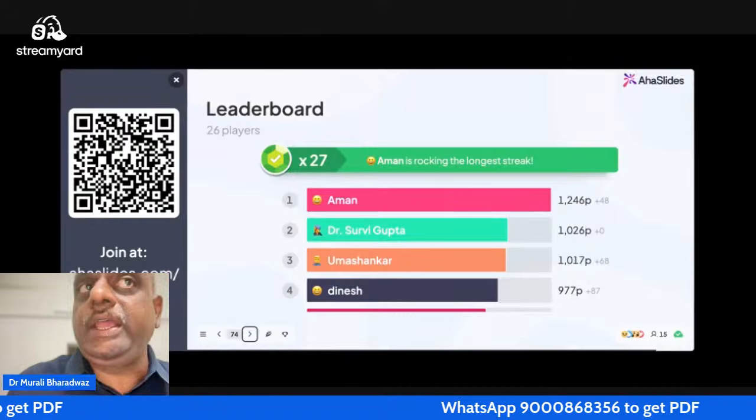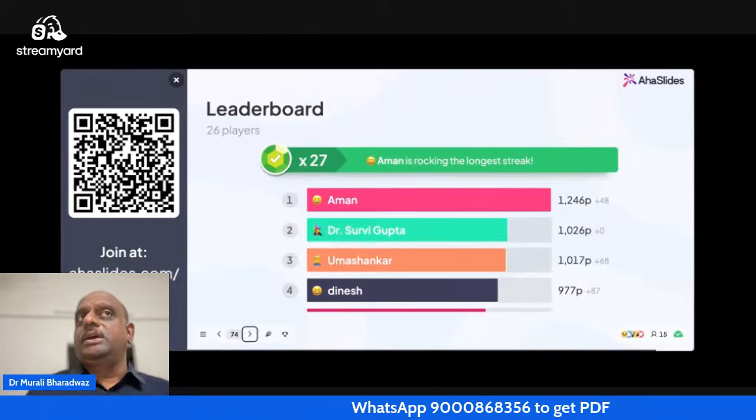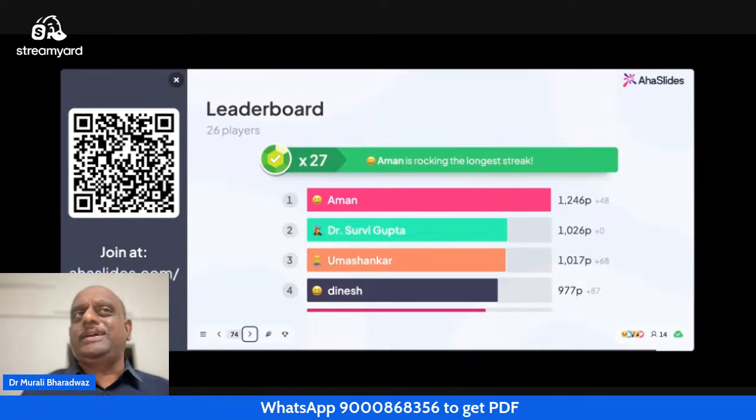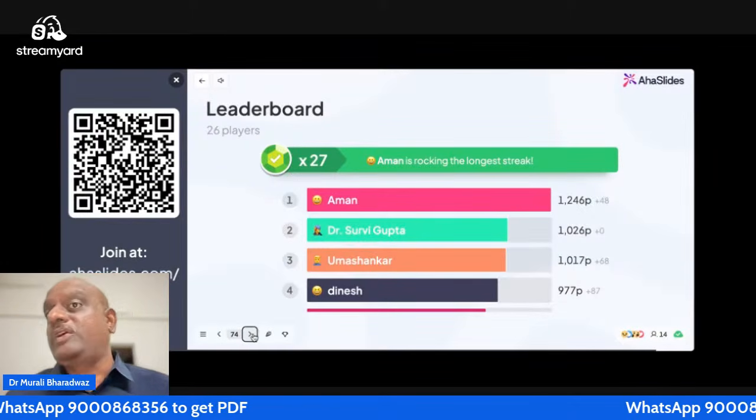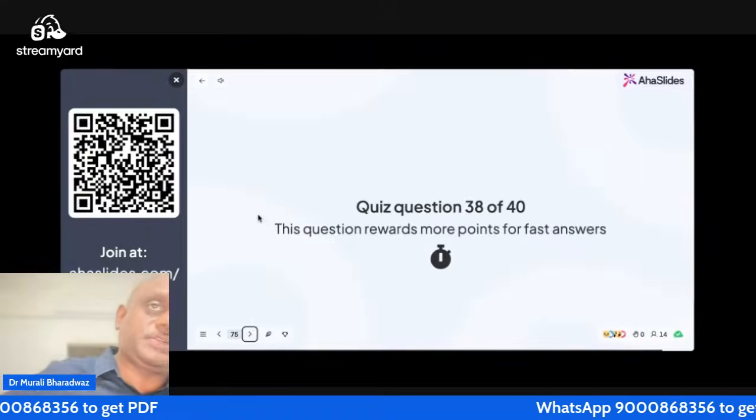So very happy to see 26 players competing fiercely with each other in order to come to the top. Aman and Survi Gupta are maintaining 1246 and 1026.